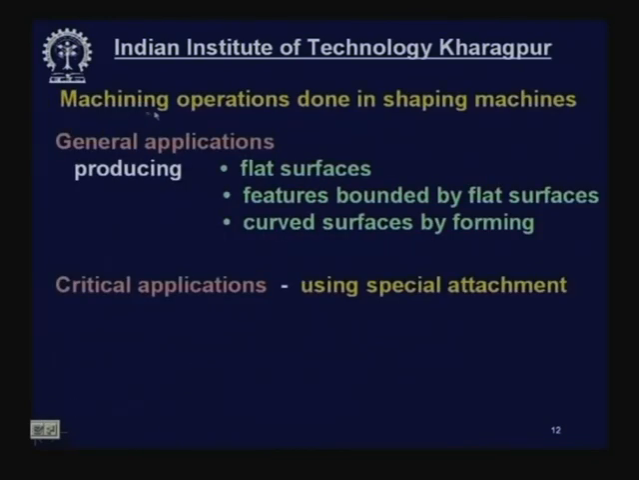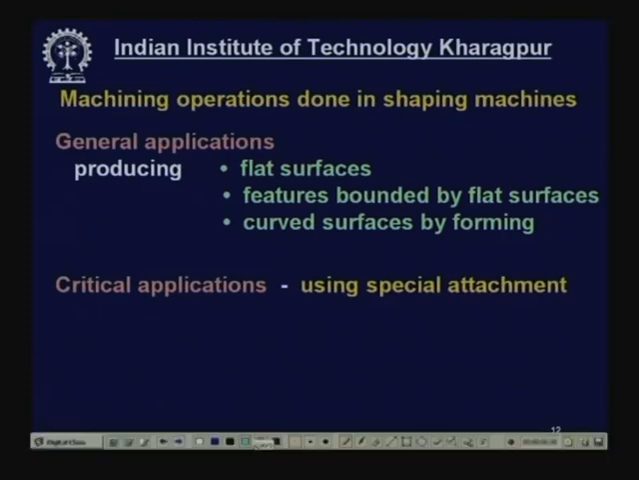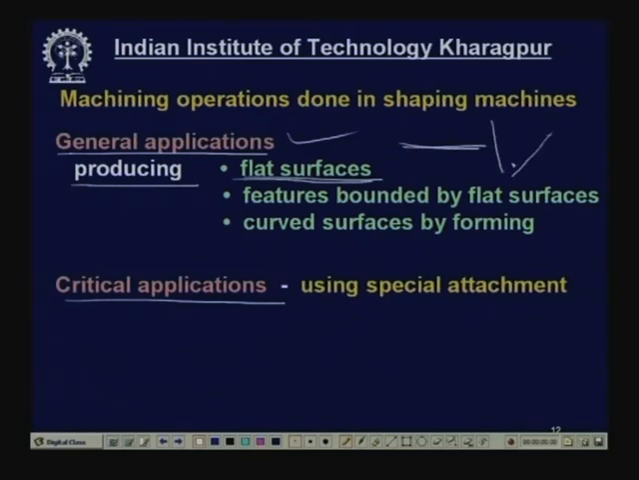Let us see the machining operations done in shaping machines. General applications, the 2 categories, general applications and critical applications. These are most common. Producing flat surfaces, all right, flat surfaces in horizontal plane, vertical plane or inclined plane. Features bounded by flat surfaces like a slot.